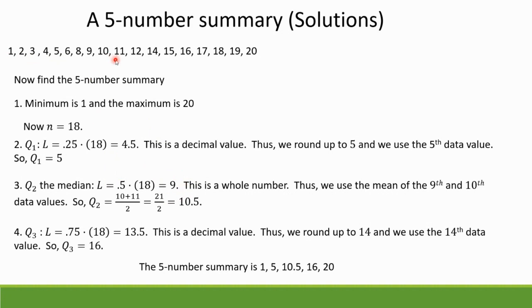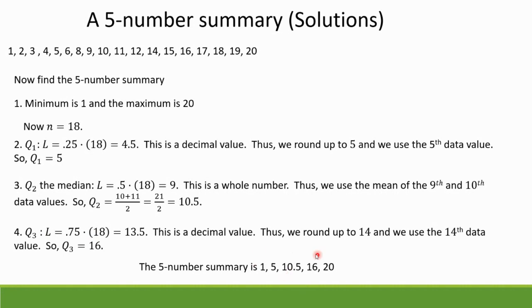So we use the 9th and the 10th data value, which happen to be 10 and 11. We take their average, so we add and divide by 2. We get 10.5. And for Q3, L is 0.75 times 18, which turns out to be 13.5. So you round up to 14. You use the 14th data value, and you end up getting 16.